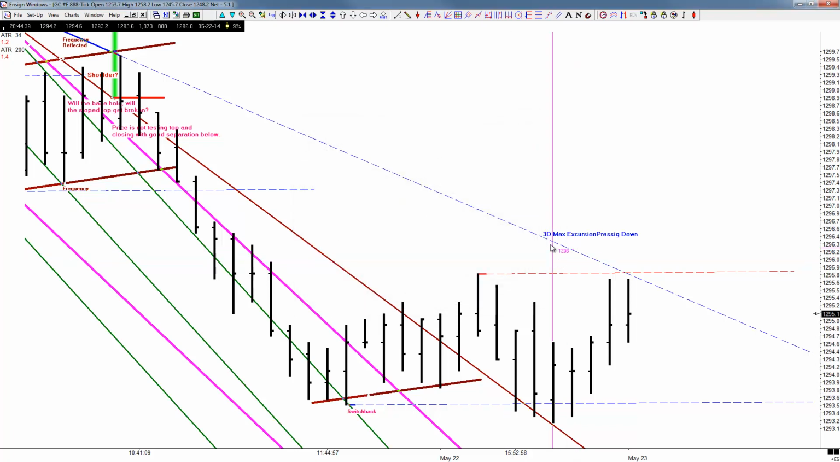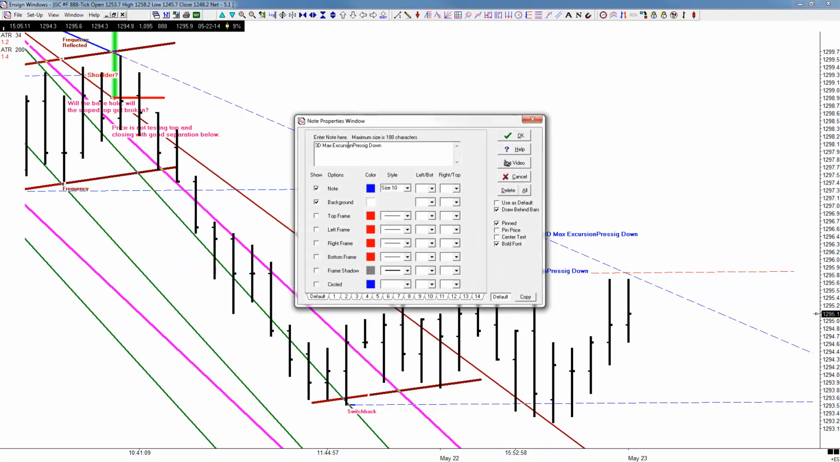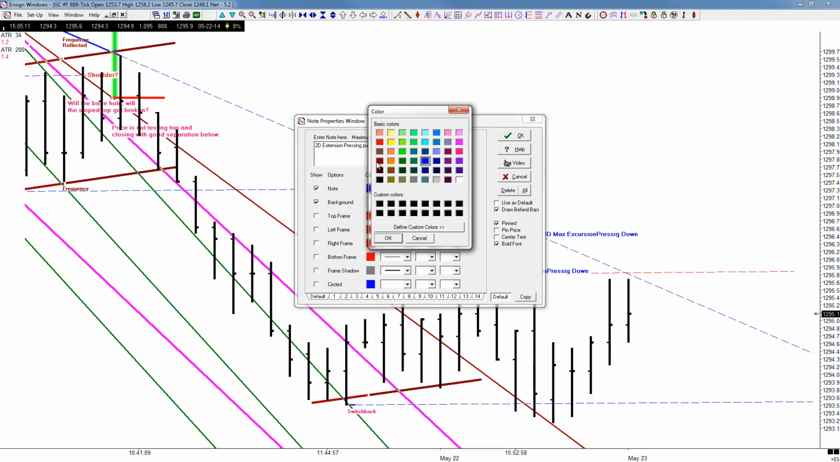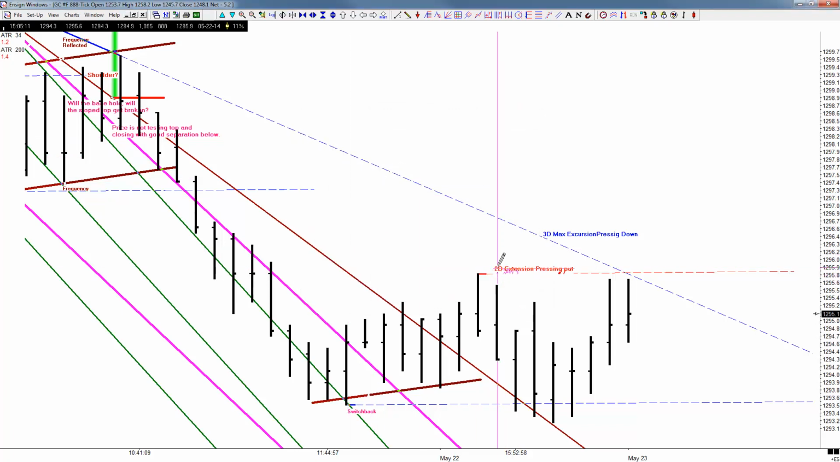three-dimensional maximum excursion pressing down, and then we've got the two-dimensional extension pressing out. Does everybody see that? I'll make it red. Okay. It's a fight. Why is this three dimension? Because it's sloped. Two dimensions are either horizontal or vertical. Okay. You with me? Wouldn't it be funny if somewhere here the inverse square law applies?